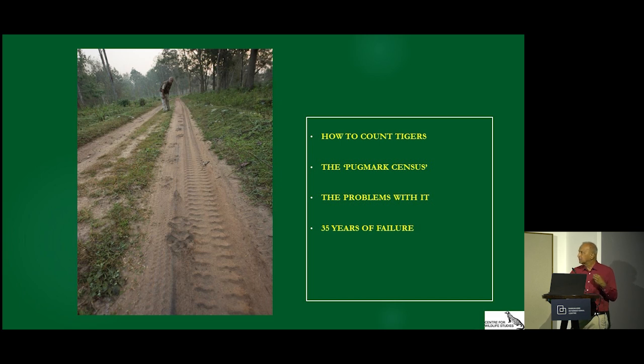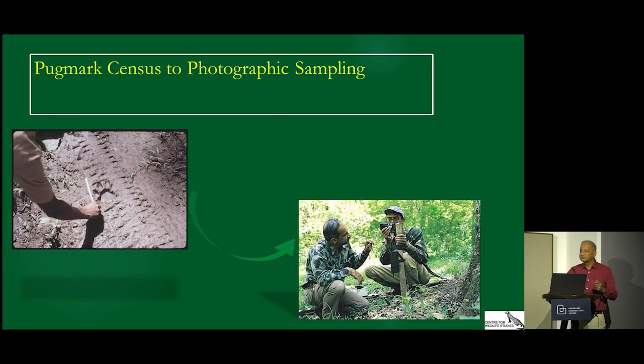So I had critiqued it and become very unpopular as a youngster, criticizing all the senior graybeards who were following this method. But I also had a responsibility to develop a new method, and luckily at that time, cheap camera traps came into the market. These are cheap cameras that were triggered by electronic or other kinds of triggering devices. So I started working with them in Nagarhole in 1991.